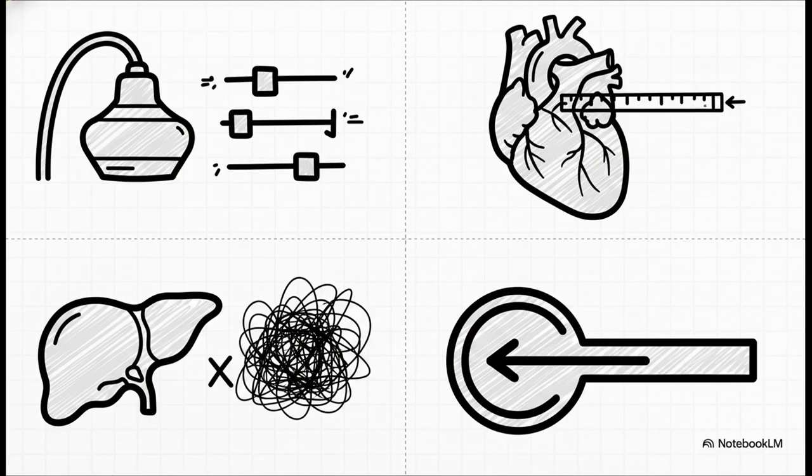Understanding the physics of your machine is the direct solution to these 4 critical challenges. First off, image optimization. You just can't fix a bad window if you don't understand how the machine interprets depth. Second, accurate measurements. Your chamber dimensions and valve areas completely rely on correct wave assumptions. Third, minimizing artifact. Knowing exactly what is a real physical structure versus a simple reverberation saves you from misdiagnosing a catastrophic dissection or a mass. And fourth, correcting wrong Doppler alignment ensures you aren't wildly underestimating a severe stenosis.